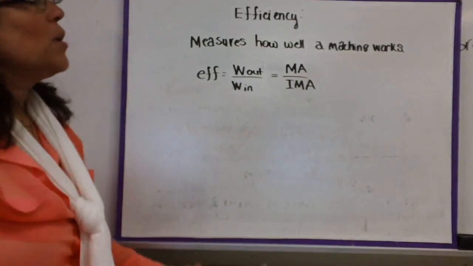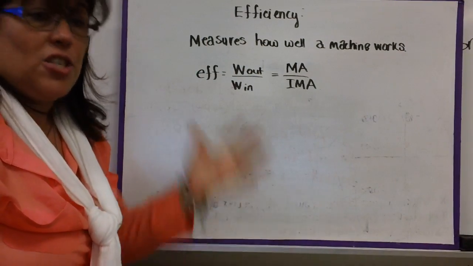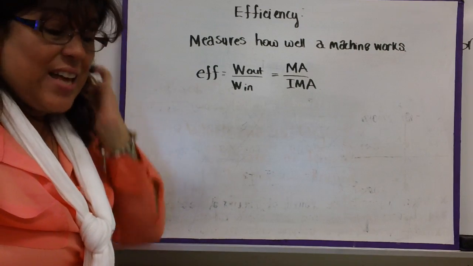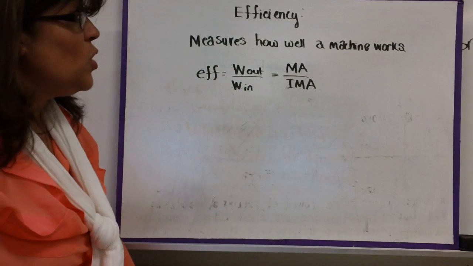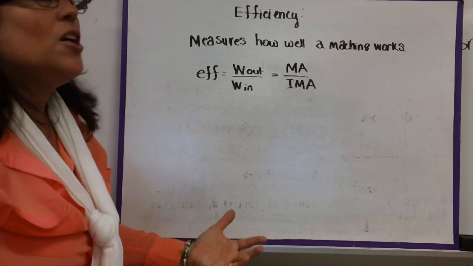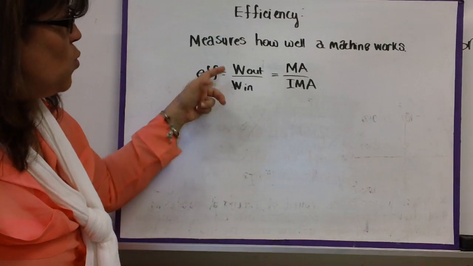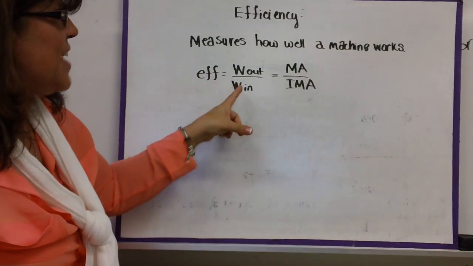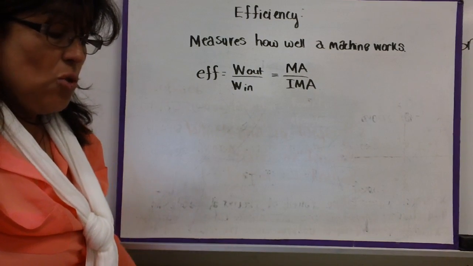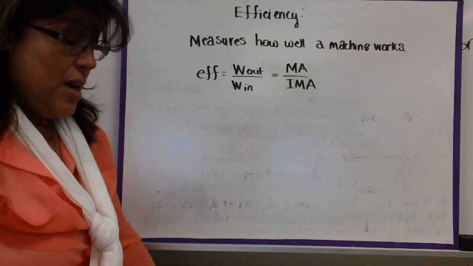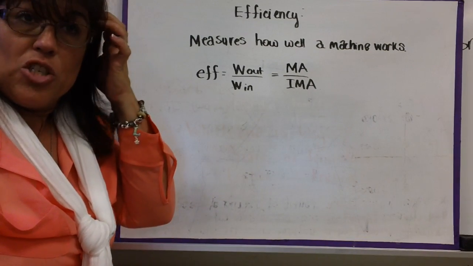Okay, so now we're going to go into what's called efficiency and how efficient a machine is. It measures how well a machine works. So we really want the machine to work at 100% efficiency, which would mean that the work that you get out of a machine has to equal what you put in. But in real life, that doesn't happen. So no machine can ever be perfect. And there's always going to be friction or some sort of energy loss within the machine.